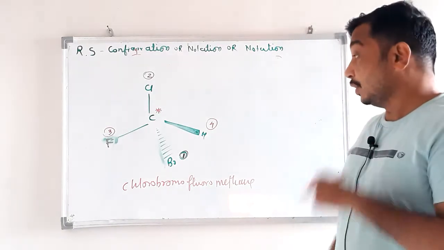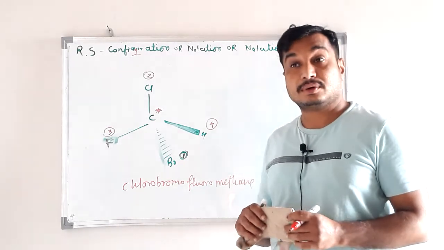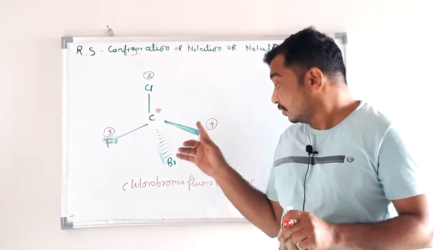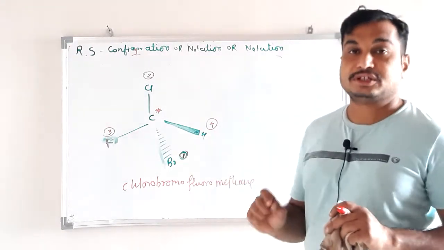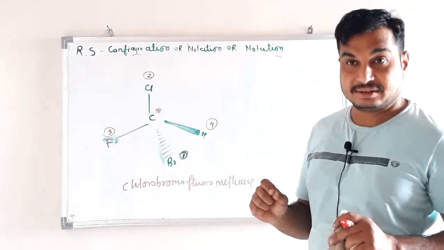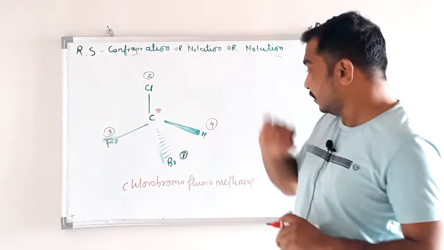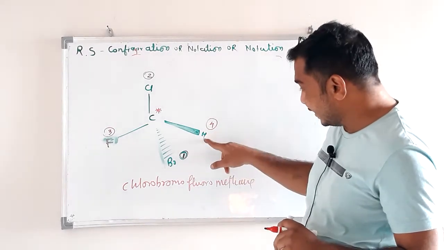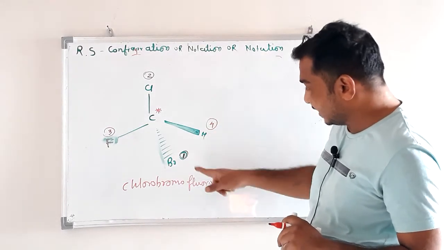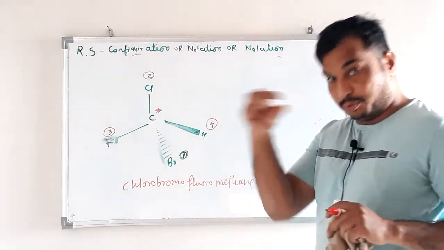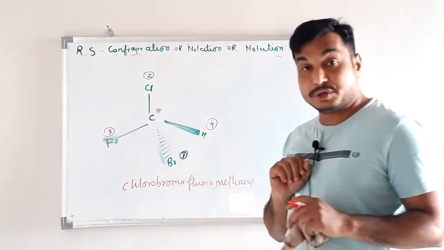Then what we have to do? The lowest priority group should be on the back side. Whether it is on the back side or front side, that we have to identify. See, here the lowest priority group is hydrogen. Is it on the front side or back side? It is on the front side because this hydrogen is attached to carbon by a wedge bond, meaning it is on the front side. Then what we have to do?